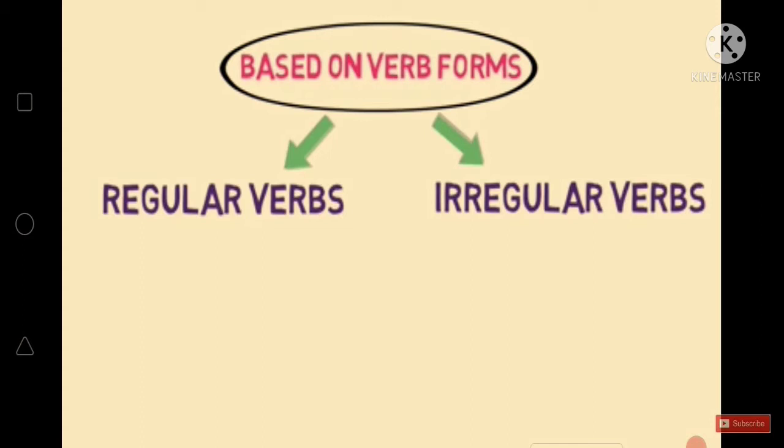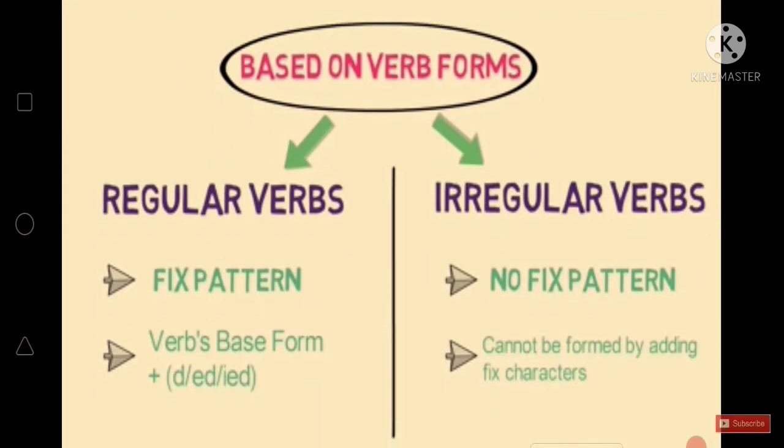In today's class we are going to learn about kinds of verbs based on structure. Verbs based on structure can be regular verbs and irregular verbs. What are called regular verbs? They have a fixed pattern, so the verb goes from present, past and past participle.